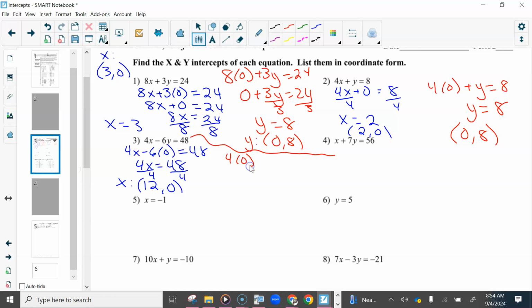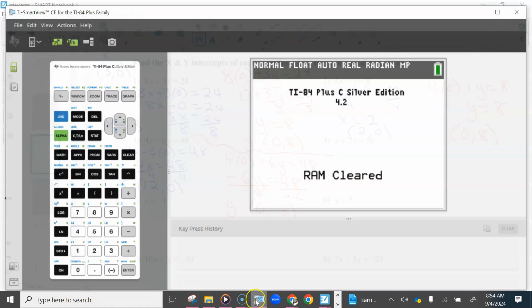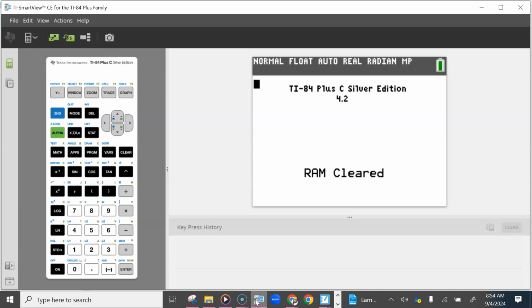I'm putting 0 in for x now. When I rewrite that, I'm going to get rid of the 4 times 0. I don't need that. And just put in negative 6y equals 48. When I solve for y, what is y? 0, negative 8. Make sure you're dividing by that negative, either in your mind or on the calculator, either or. Make sure you're using this negative sign if you're using the negative.